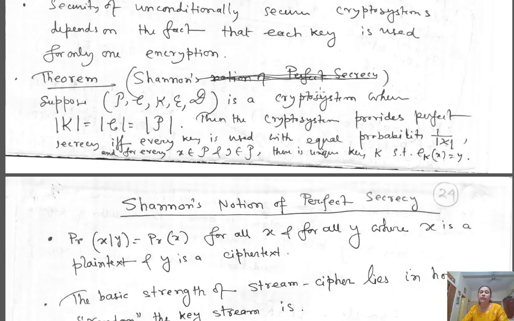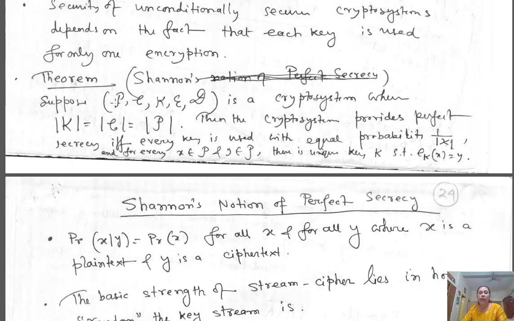So this theorem essentially means, suppose I have a crypto system with these conditions: key space size, ciphertext space size, and plain text space size are all the same. Your crypto system will provide perfect secrecy if this condition holds, and if this condition holds, you can show your crypto system provides perfect secrecy. This is an if and only if condition. Okay, so this is Shannon's theorem. It can be proved. If you go through Stinson, there is the proof. You can go through that proof. Here I will not discuss that proof.